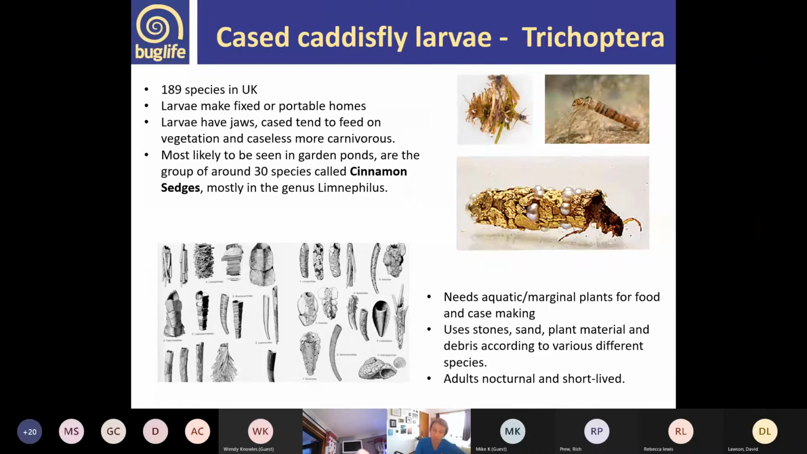As you can see in the diagram on the left-hand side there, the variety of case construction that you have is quite remarkable, and depending on the material that's being used will give you a good indication of what species of caddisfly it is that you have.